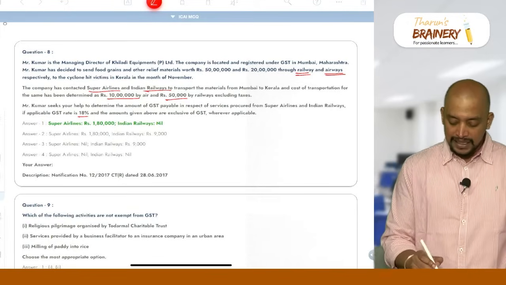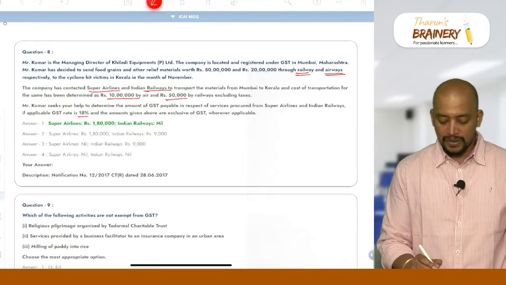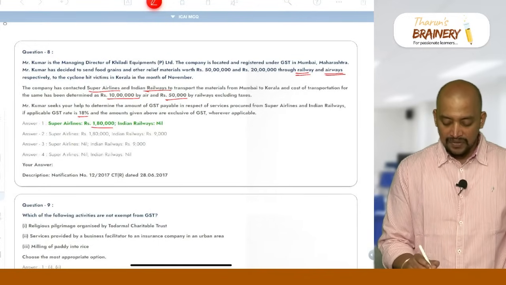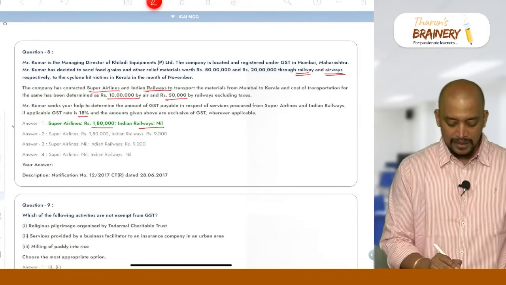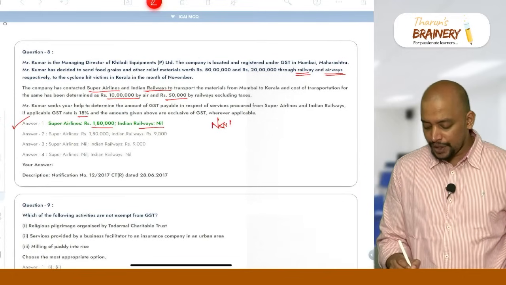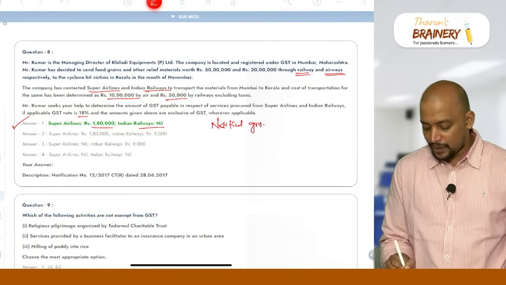This 10 lakhs will be taxable, airlines will be taxable. So 10 lakhs into 18% is 1 lakh 80, and for railways the 50,000 will be nil, it is exempted. Option 1 is correct. So notified goods. What are the notified goods? There are 6 notified goods.